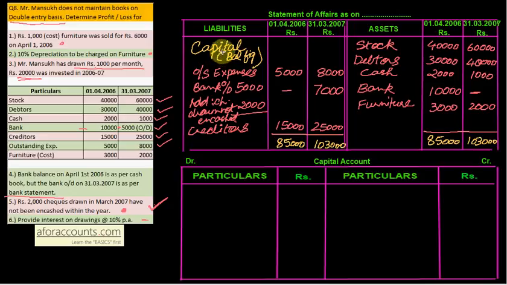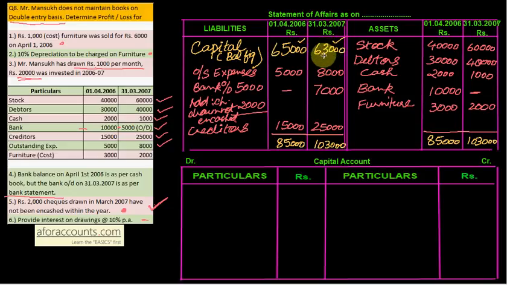One more small but important thing, don't start writing To and By here. This is a statement of affairs. To and By does not come in this, just like it does not come in a balance sheet. Okay, capital balancing figure 85,000 minus 15 plus 5, 20,000, comes up to 65,000. 65,000 is your opening capital and 1,03,000 minus 25,000 minus 7,000 minus 8,000 comes up to 63,000. So this is your opening capital and this is your closing capital.